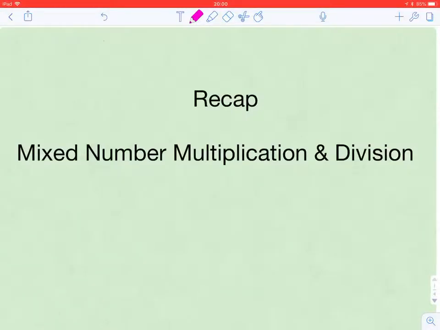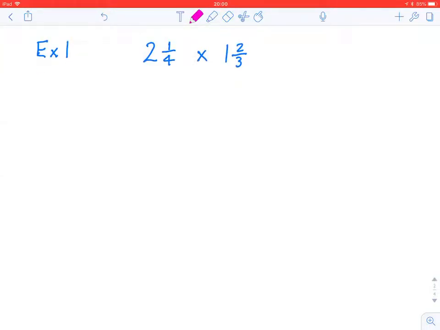A recap on mixed number multiplication and division. We'll look at two examples, one of multiplication, one of division. 2 1/4 multiplied by 1 2/3.